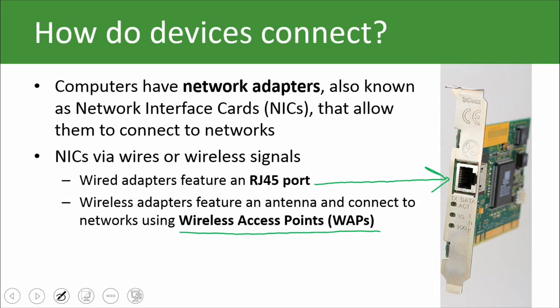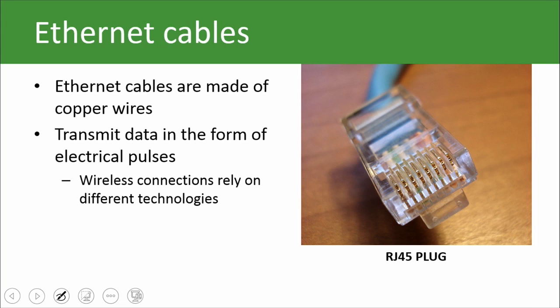And of course, if we take a look at our RJ45 port, we have to have something that we can connect that with. And that is an Ethernet cable, right? Ethernet cables are made of copper wires. They transmit data in the form of electrical pulses. Wireless communications rely on an entirely different technology, radio signals. So keep in mind that copper cables transmit data in the form of electrical pulses.